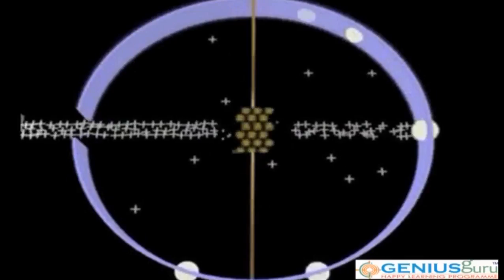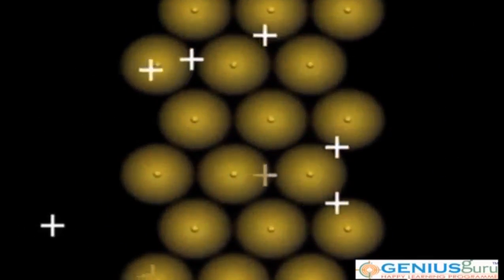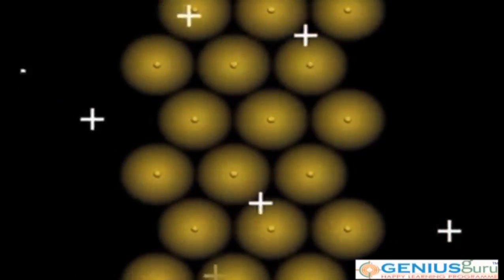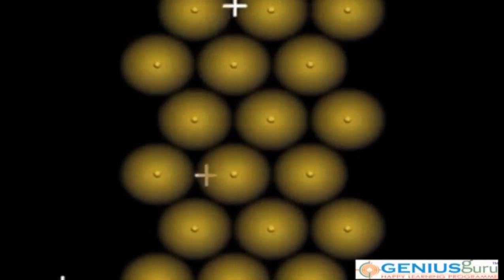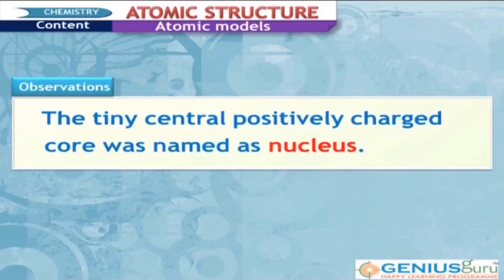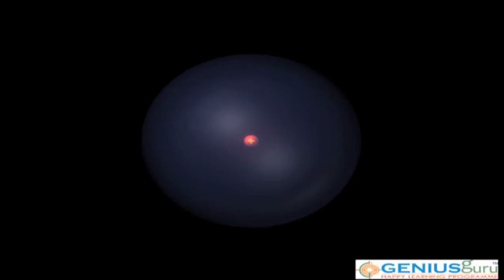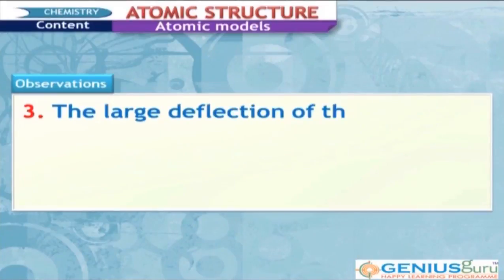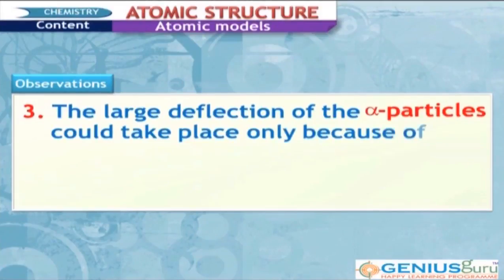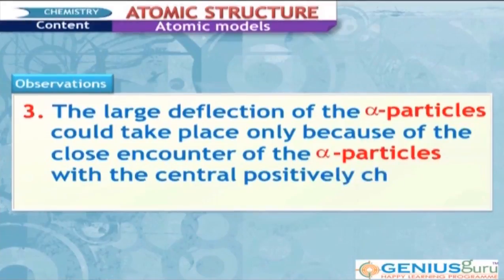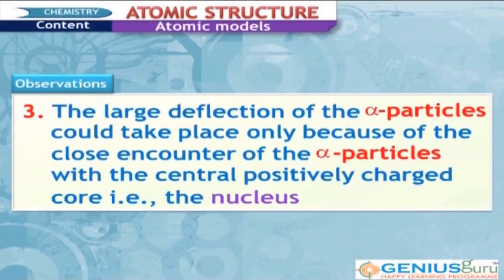Look at this. When the particle strikes exactly at the center of the atom, it completely rebounds. The tiny central positively charged core was named the nucleus. This central part is known as the nucleus. The large deflection of the alpha particles could take place only because of the close encounter of the alpha particles with the central positively charged core, that is the nucleus.